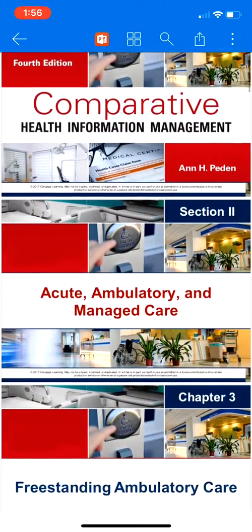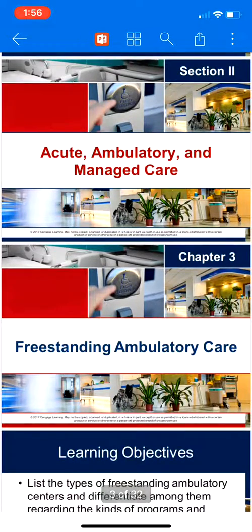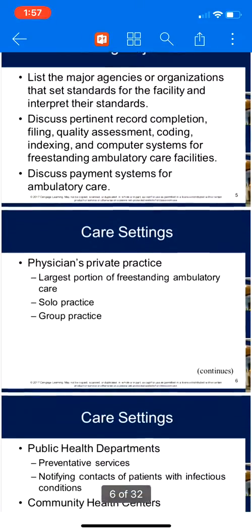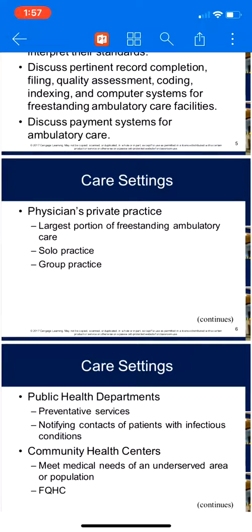Chapter 3 is going to cover freestanding ambulatory care. We're going to start in Chapter 3 on page 70 if you want to follow along in your book. I'm going to skip past these learning objectives in the PowerPoint. We're going to start with our care settings.